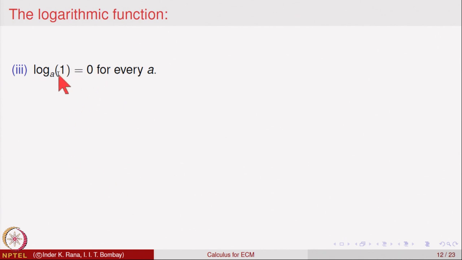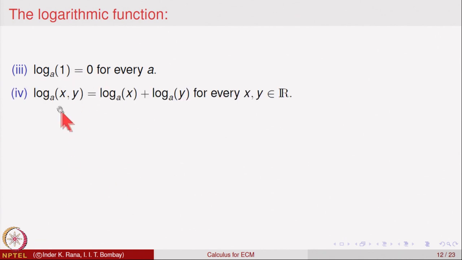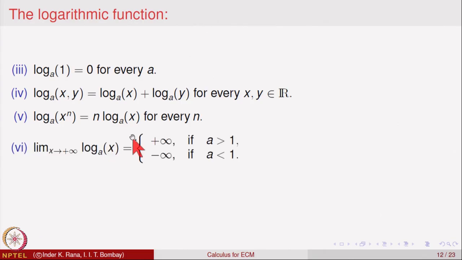Exponential of 0 was equal to 1, so log of 1 is equal to 0. We had exponential of x plus y equal to exponential of x into exponential of y, and so the log function has the property that log of the product xy is log x plus log y. And similarly, if you repeat it, log of x to the power n is n times log x.